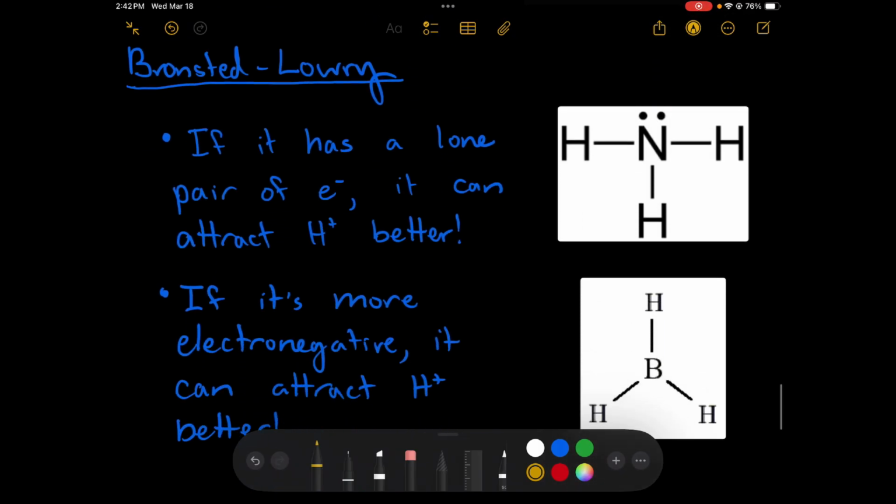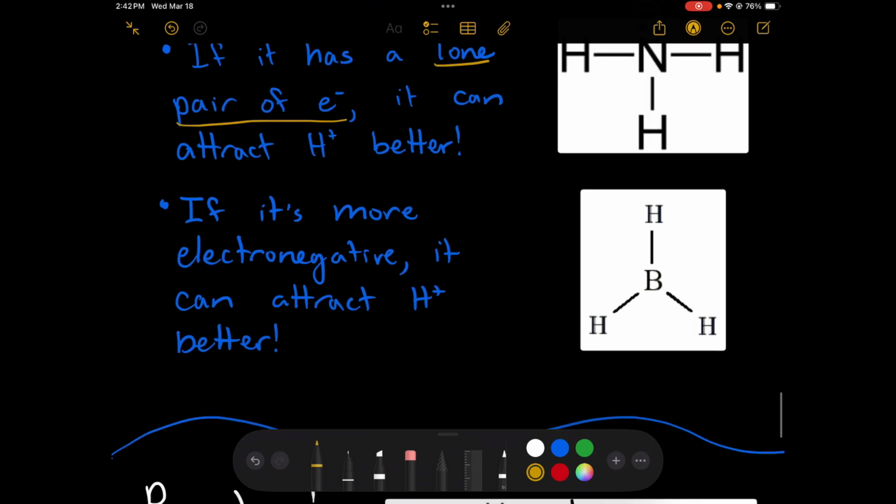In terms of Bronsted-Lowry, that is its ability to attract a hydrogen to itself. So there are two things you need to pay attention to. If that molecule has a lone pair of electrons, it's probably going to be able to attract a hydrogen. Why? Because electrons have a negative charge, and negatives are attracted to positive charges. So this attraction allows that molecule, NH3, to pull a hydrogen.